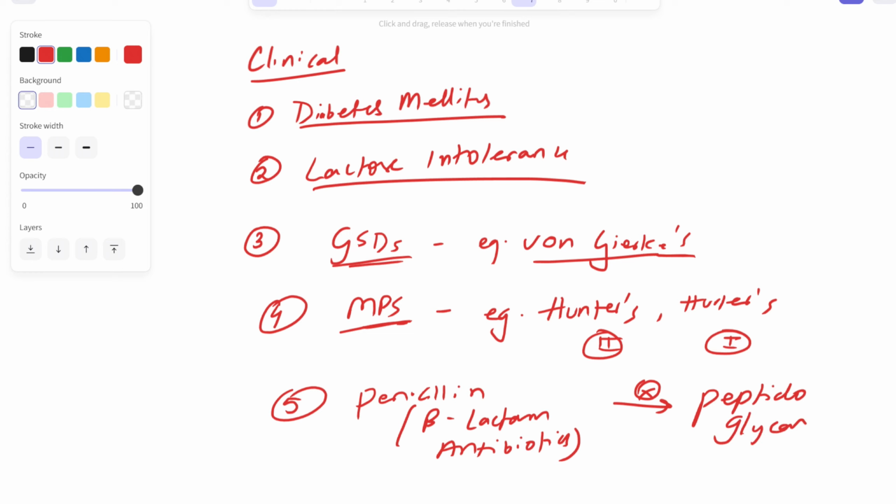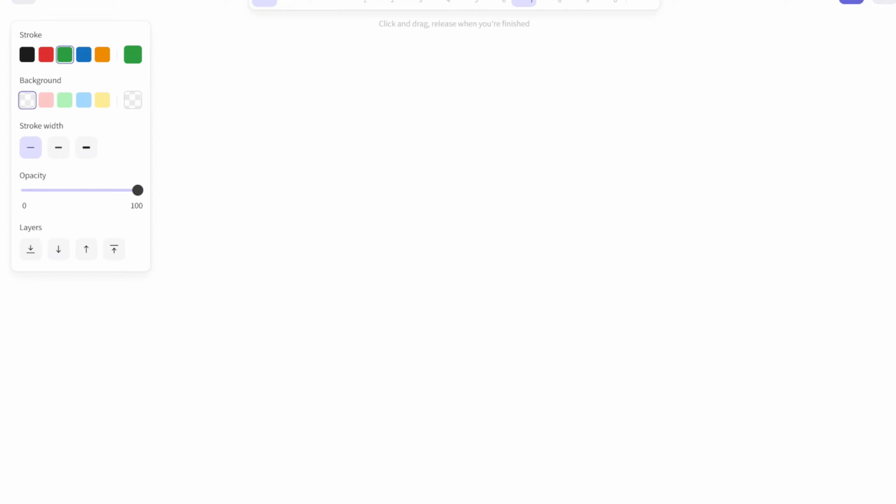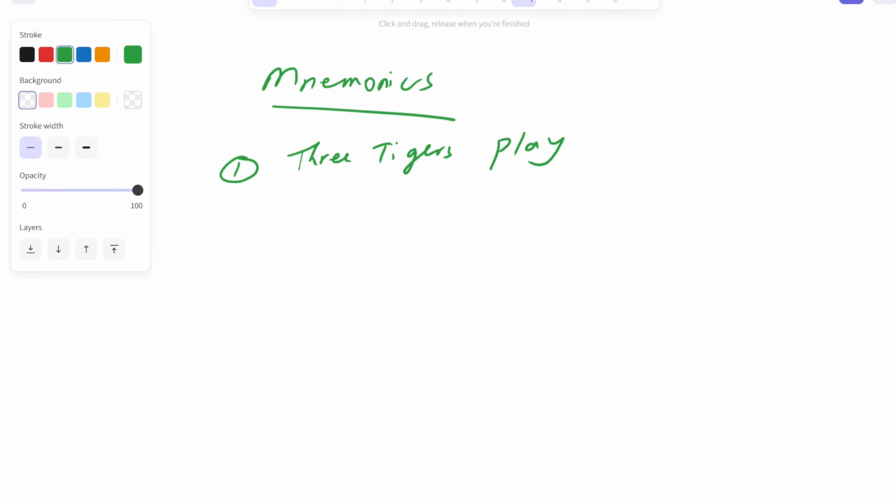Alright, now let's make sure these concepts stick, okay? I want to give you a couple of mnemonics to help you remember these concepts. The first one is a mnemonic for monosaccharide classification. 3 tigers play happily: trioses, tetroses, pentoses, hexoses. Okay, the next one is a mnemonic for key disaccharides and their sugars. My lovely sweets: maltose, lactose, sucrose.